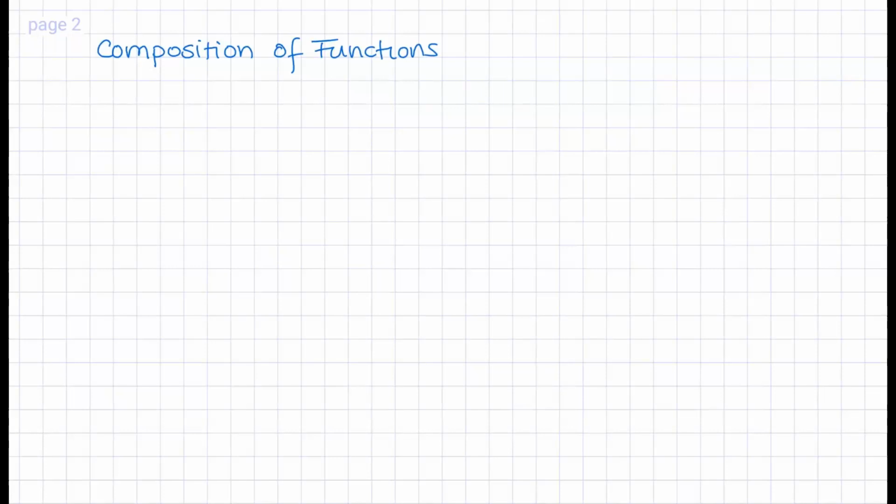So you can either write it like this, where it's f of g of x. And notice we're placing g inside of f. So we're placing g inside of f. So that's one way of writing it. Another way of writing it is you'll see it like this.